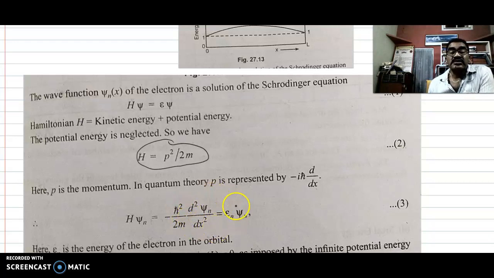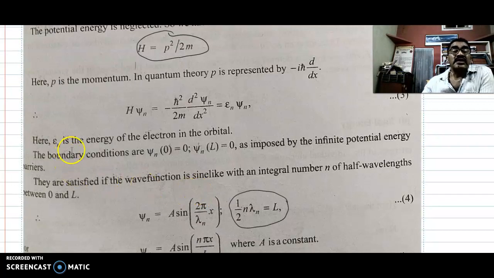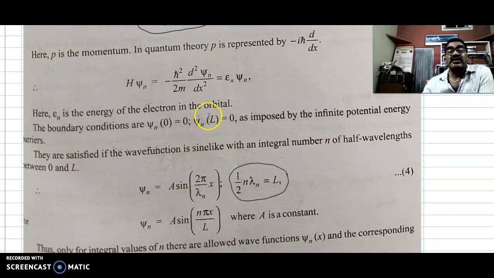From this equation we can get the value of psi n. So epsilon n gives the energy, so we can find out the energy also. Epsilon n is the energy of the electron in the orbital.